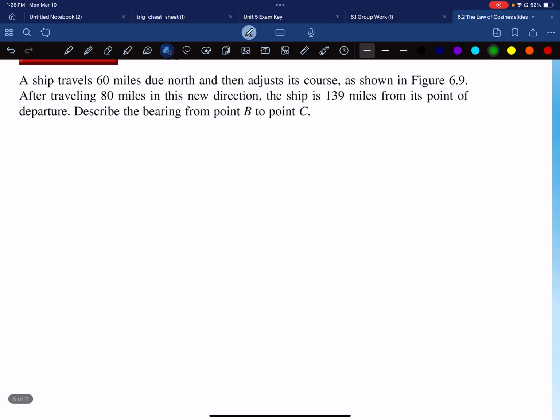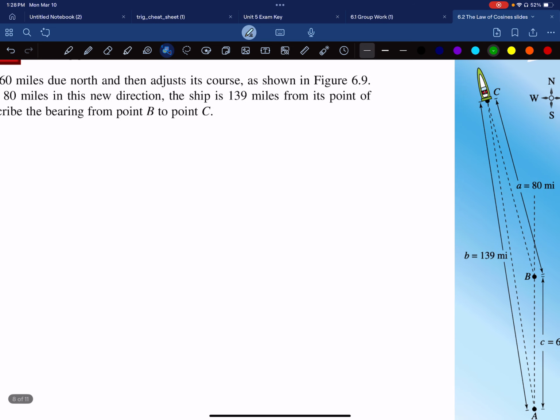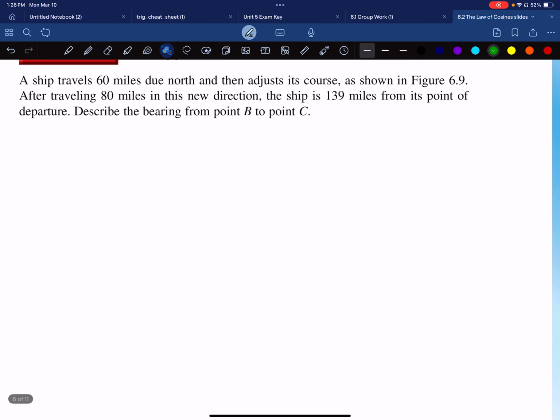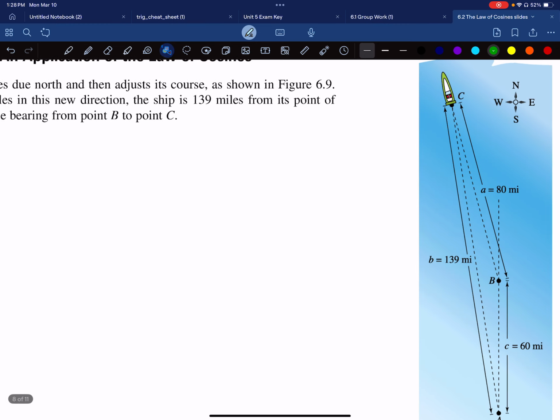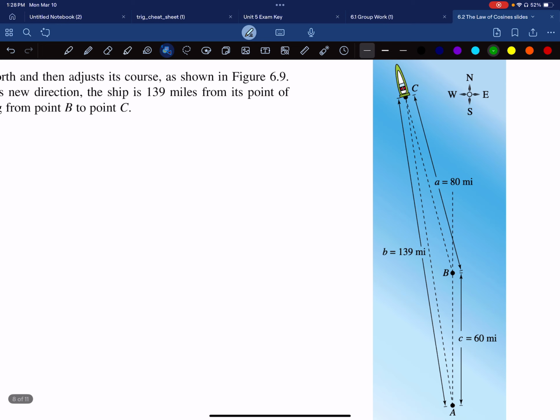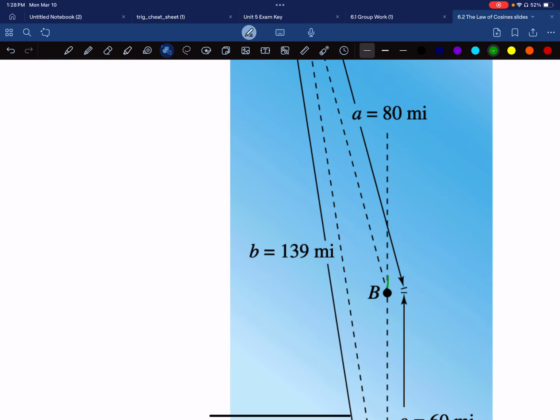And after traveling 80 miles in its new direction, the ship is 139 miles from the point of departure. Describe its bearing from point B to point C. So really what we're looking for here is this angle, right? To find the angle between those two, first we're going to solve for angle B.